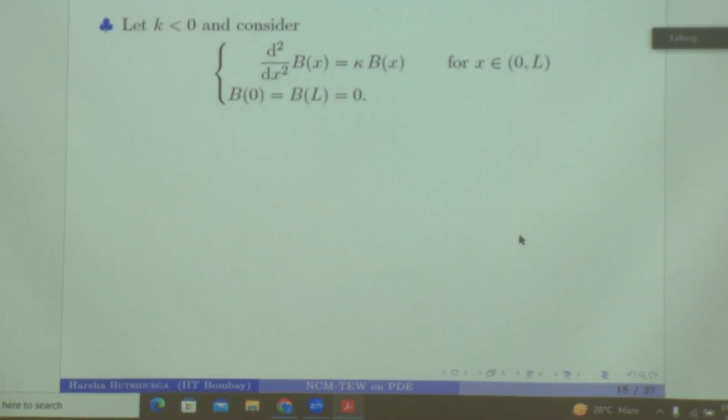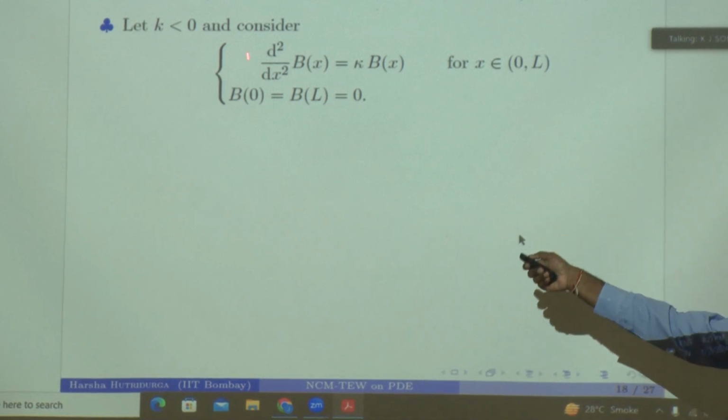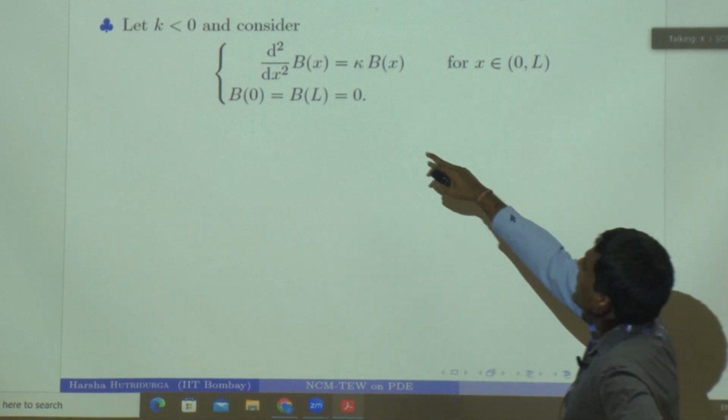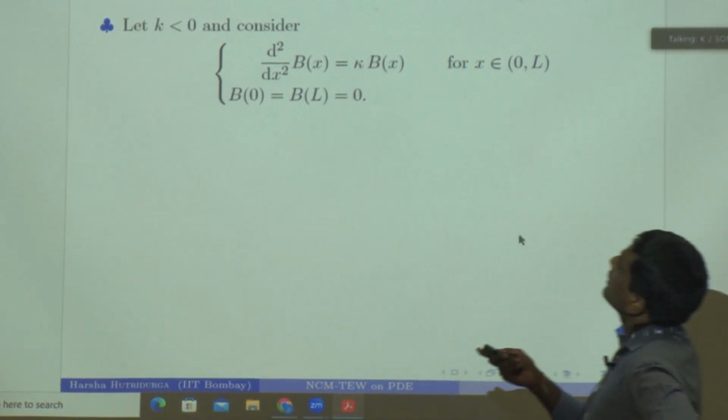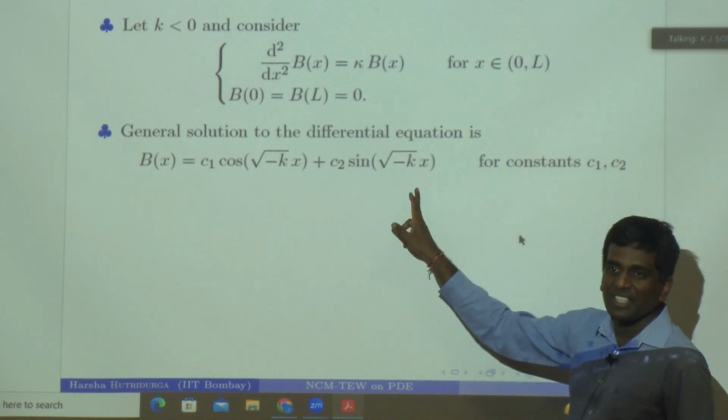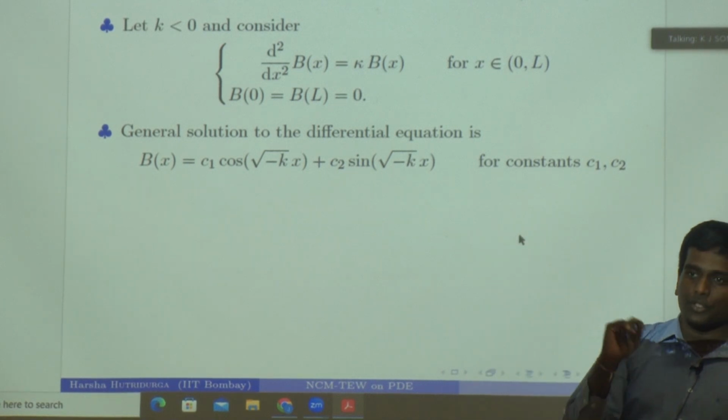Now you take kappa to be negative. That means you are trying to solve this differential equation, the ODE, again, where kappa is negative. Here you will get complex solutions because lambda squared is now equal to kappa, which is negative. But because we are only looking for real valued solutions, you will get this linear combination involving sines and cosines. This is the general solution when you are looking for real valued solutions only.